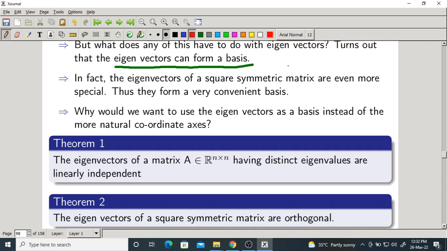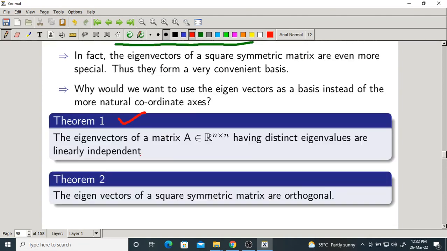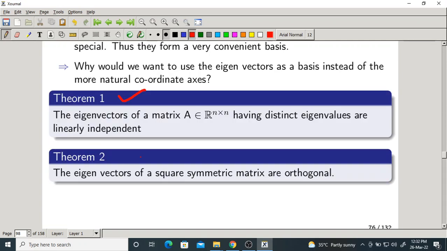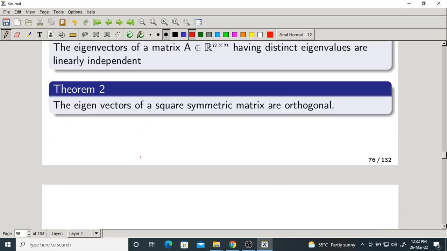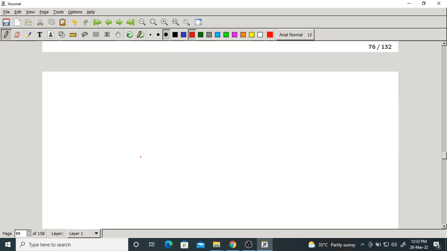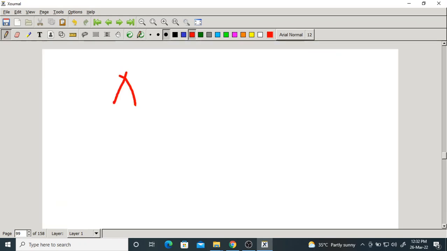Now we have two theorems. What does theorem 1 say? The eigenvectors of a matrix A which belongs to R^n, having distinct eigenvalues, are linearly independent. What does theorem 2 say? The eigenvectors of a square symmetric matrix are orthogonal. Remember this.